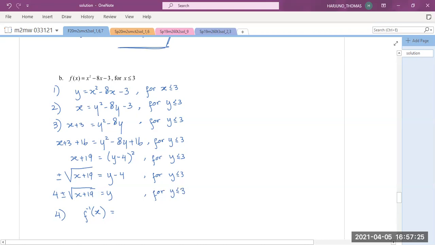But if y is less than or equal to 3, then which branch will this be? If you put this together, right? Okay, the y is 4 plus something or 4 minus something. Which of those two branches will give the y to be less than or equal to 3? That will be the negative branch. Okay, that will be the negative branch.